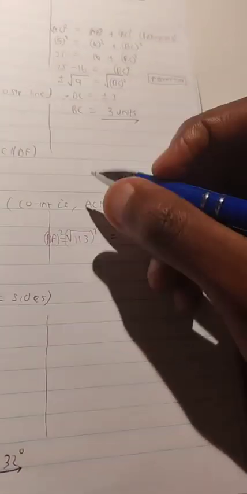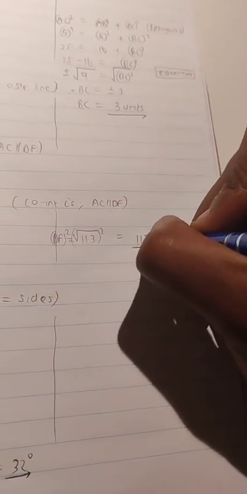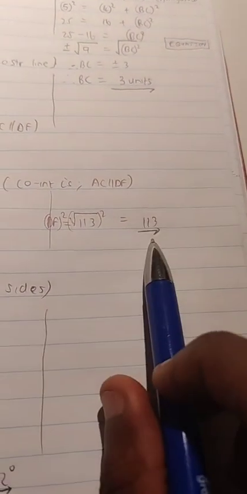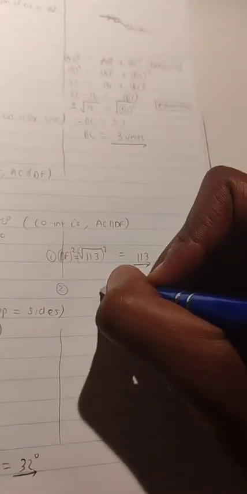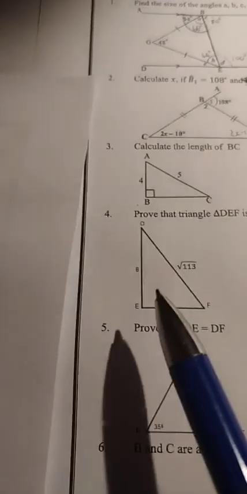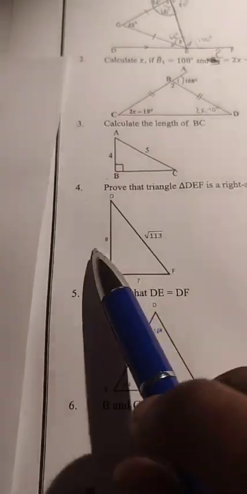Okay, so we are going to say DF, we are going to square it, and when we square DF, we get 113, right? Does that make sense, guys? Then that's 1. Then let's take the other two sides and square them as well. Let's take the sum of the other two sides alone and square them and see what we get.